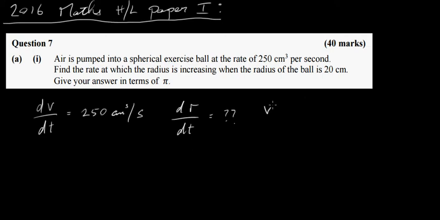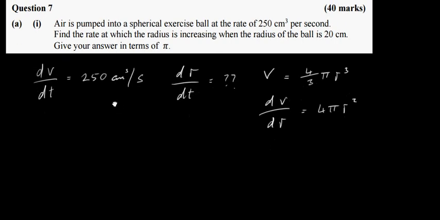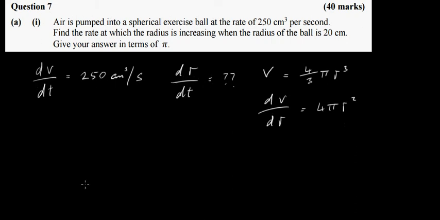Well, we know that the volume of a sphere is going to be 4/3 pi r cubed, and we can differentiate that. So dV/dr is going to be 4 pi r squared. So let's write down an equation anyway with all of this in it. We need to find dr/dt. So let's write that down.